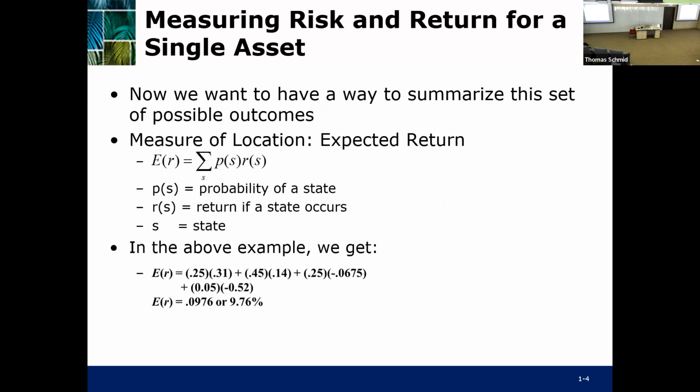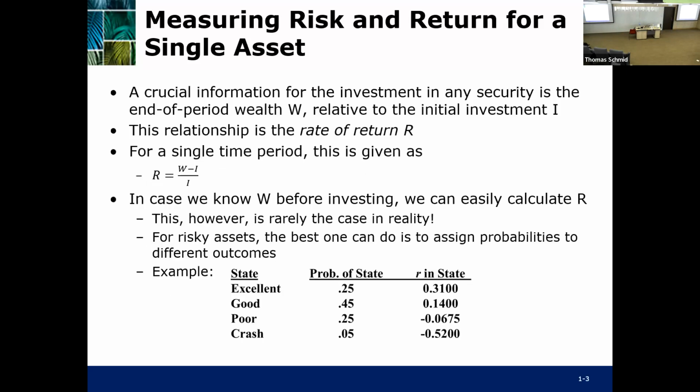So, how would this table look like for the risk-free asset? We have the risk-free asset, and the risk-free asset has a treasury bill rate of, I don't know, 3%. How would this table look like? What is the return of the risk-free asset in the excellent state? 3%.